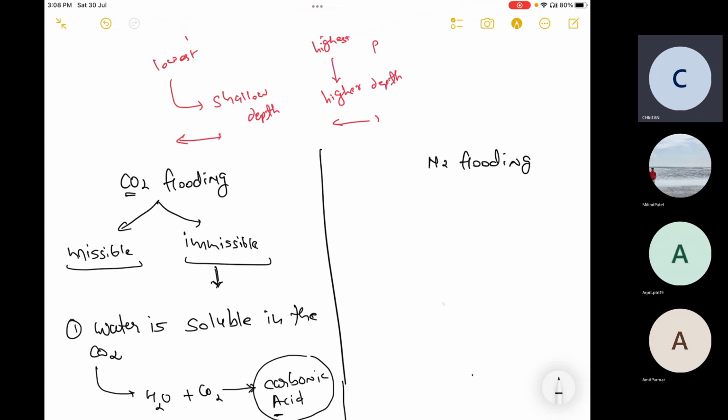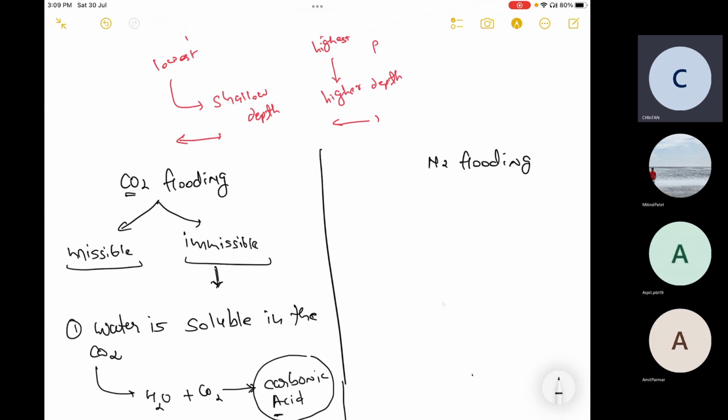Another drawback of N2 flooding. Let's discuss the disadvantages first. If the miscibility pressure is higher, then we require higher depth. They are correlated to each other. The next thing is, if my crude oil is viscous, N2 is not soluble in it and it is not soluble in water, so we are not getting the benefit of that increased viscosity.